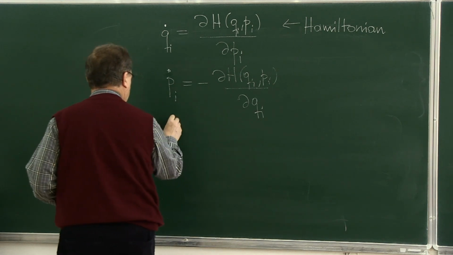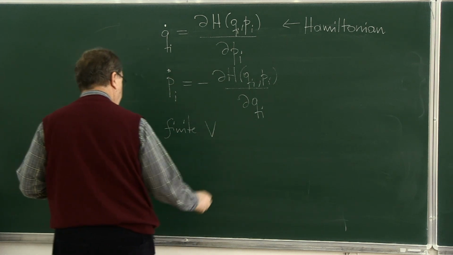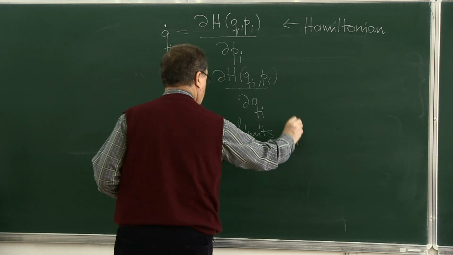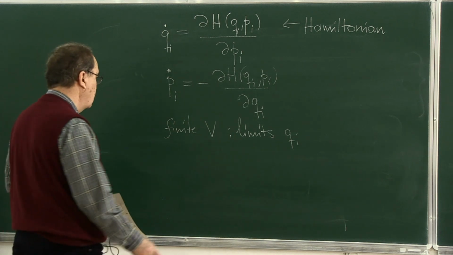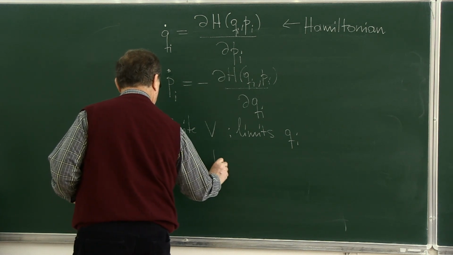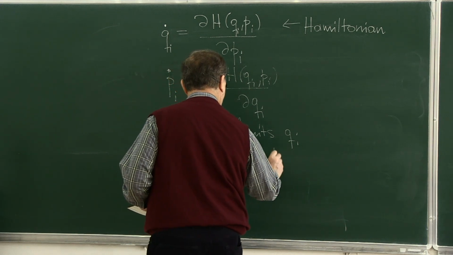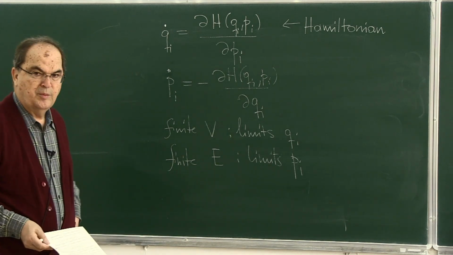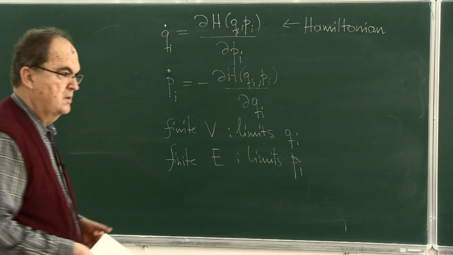Of course, as I've told you, a finite volume limits the positions, and a finite energy limits the momenta, the values momenta will have, through the Hamiltonian, of course. Okay.